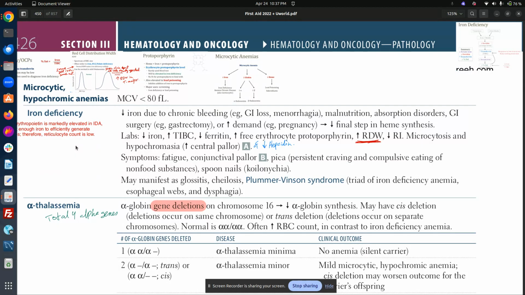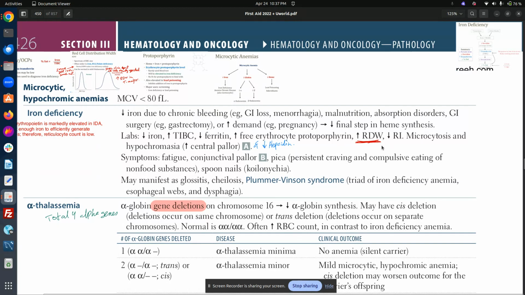Okay, and then percent saturation is iron divided by TIBC. In iron deficiency anemia, when the iron is low and TIBC is high, the numerator is low and the denominator is high, then the transferrin saturation will be low.